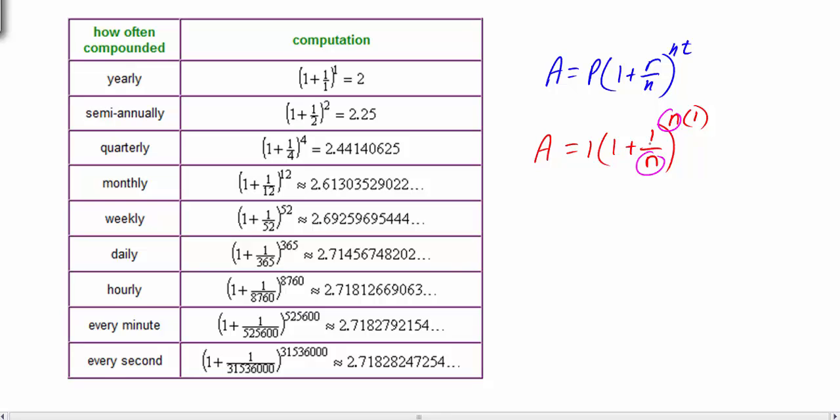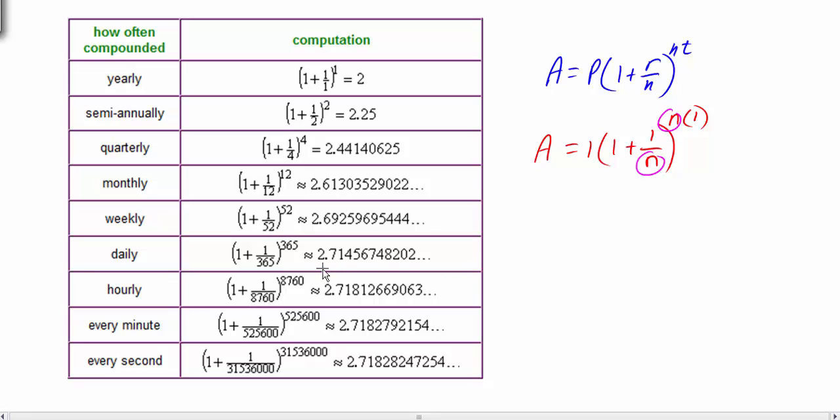So we're having 1 plus 1 over n raised to the nth power. So 1 plus 1 over 1 to the first power. If we look at this yearly, we get an answer of 2. Then semi-annually, we get 1 plus 1 over 2 squared, which is 2.25. And then quarterly. Notice what's happening to this number. It's starting to increase, but it's increasing at a slower rate as we go from quarterly, monthly, weekly. Weekly would be 52. Daily is 365. Hourly, you take 365 times 24 and you get 8,760.